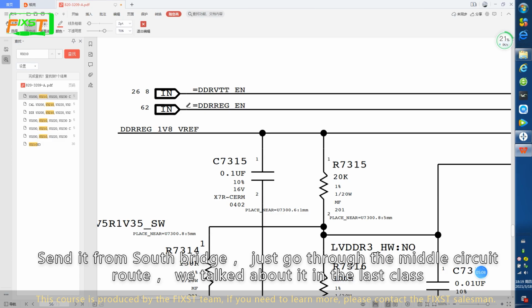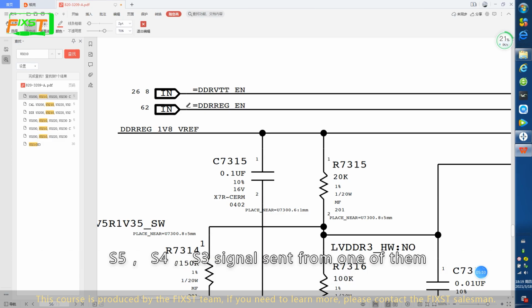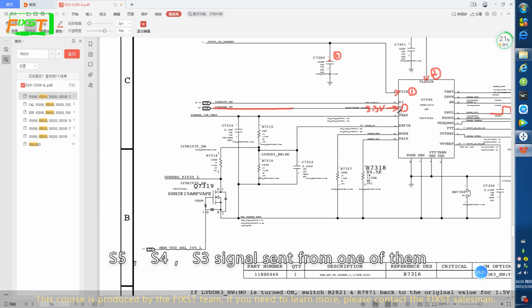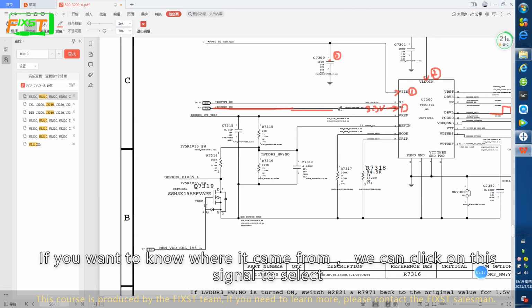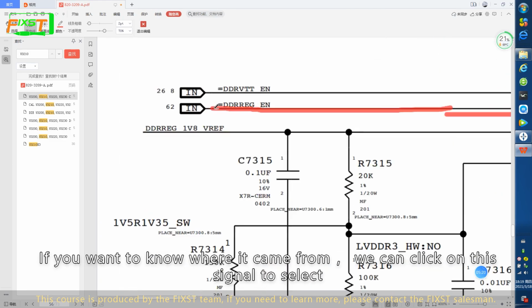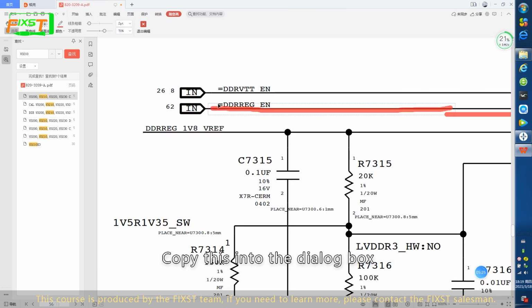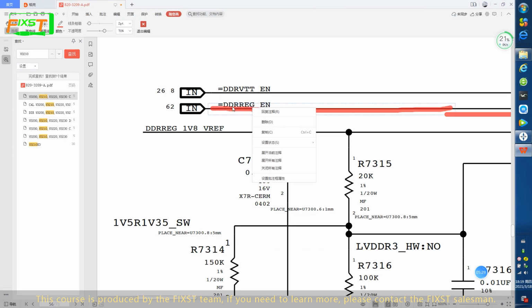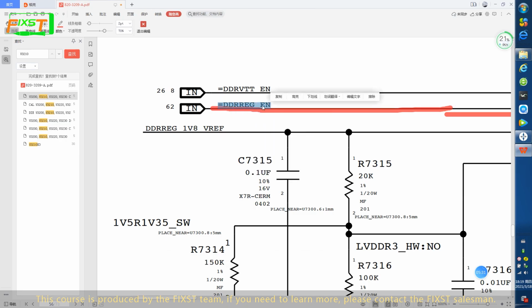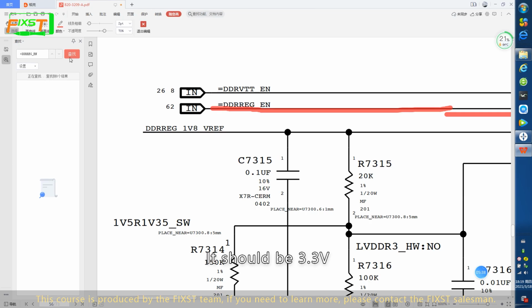We talked about it in the last class. S5, S4, S3 signal sent from one of them. If you want to know where it came from, we can click on this signal to select. Copy this into the dialog box. It should be 3.3V. Let's search.